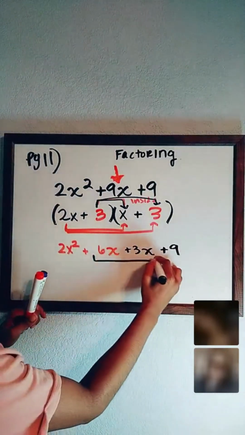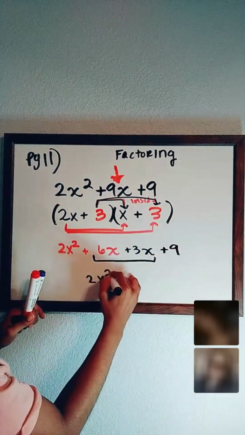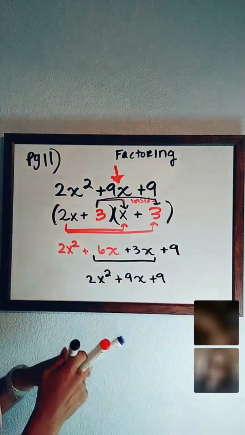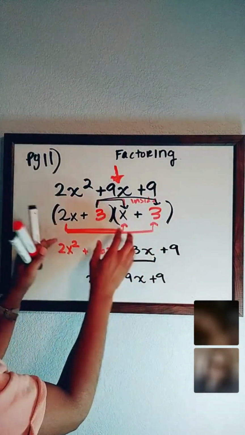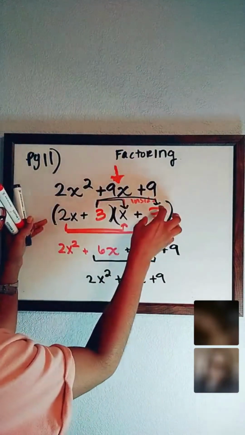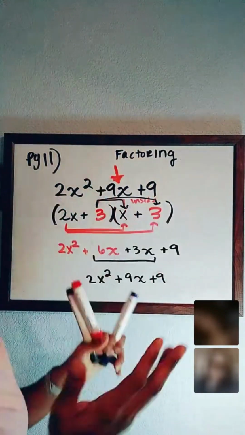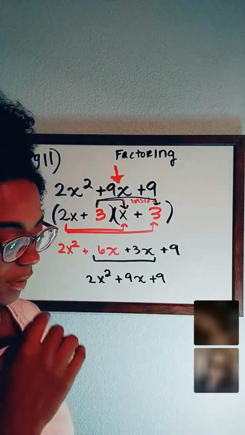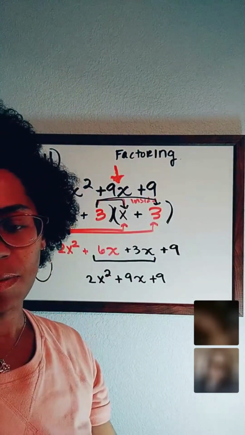Remember, I've got to combine like terms. So my final answer is 2x squared plus 9x plus 9. So remember, when I multiply parentheses, I'm going to take this one times this one times this one, then this. Everything has to be multiplied times everything, okay?